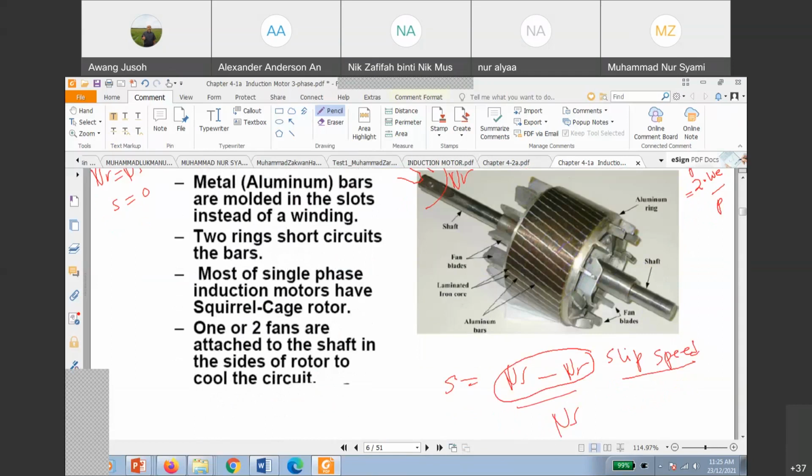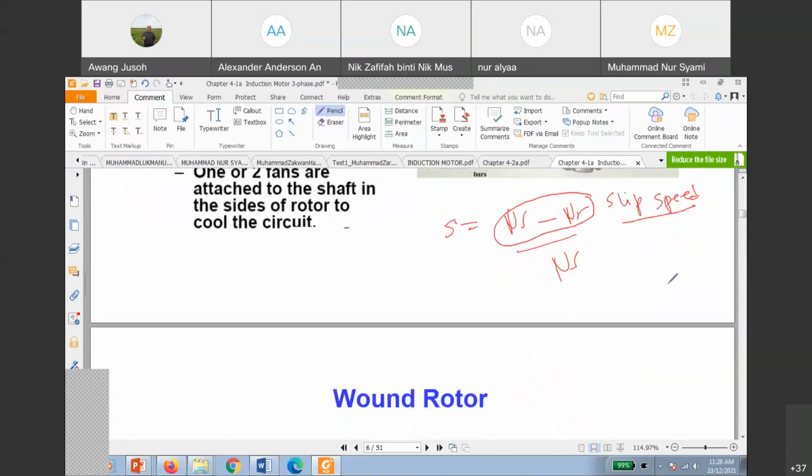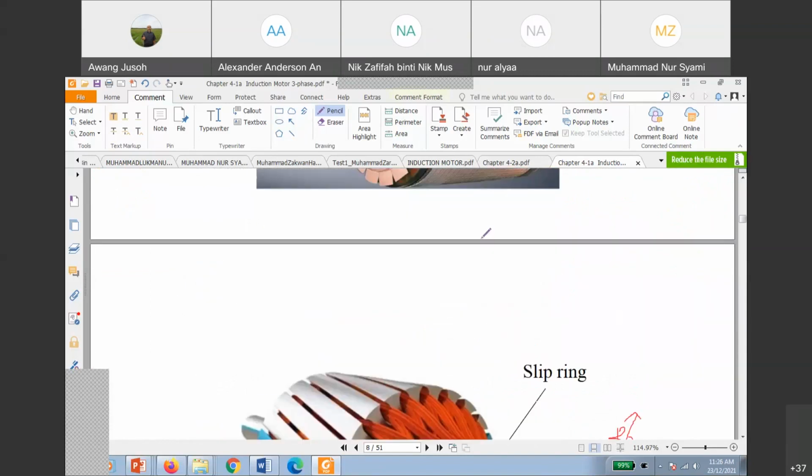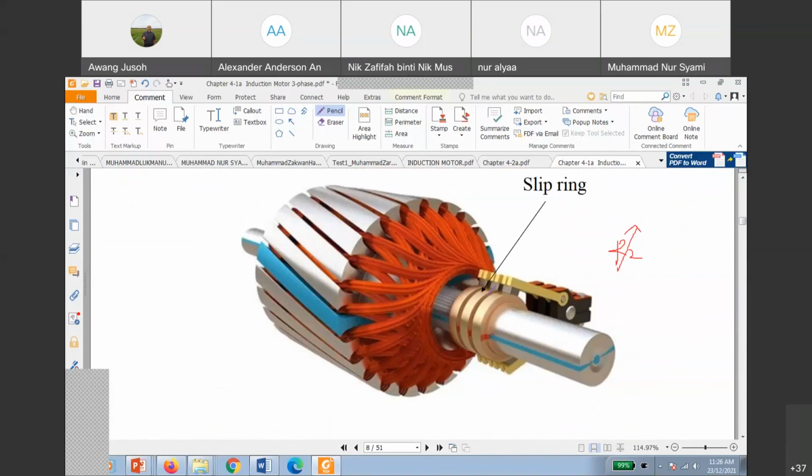Basically, if we use the squirrel cage, you cannot change R2. R2 is fixed, because R2 is the resistance of the rotor wire. With this structure, R2 is fixed. You cannot do anything, so you cannot control speed by using R2 if we use the squirrel cage kind of machine. R2 can only be controlled if we use the wound rotor machine, because here we have the resistor.